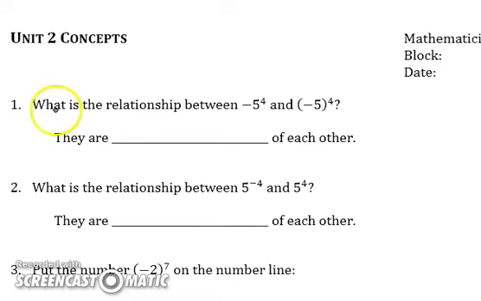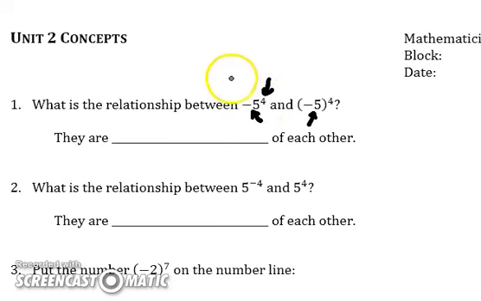Alright, so number one, what is the relationship between -5 to the 4th power and (-5) to the 4th power? When it's spoken, these are said in exactly the same way. The difference is that this one does not have parentheses and this one has parentheses. And we really need to understand whether or not this negative sign is a part of the base. It's only part of what is being raised to the 4th power if it's in the parentheses.